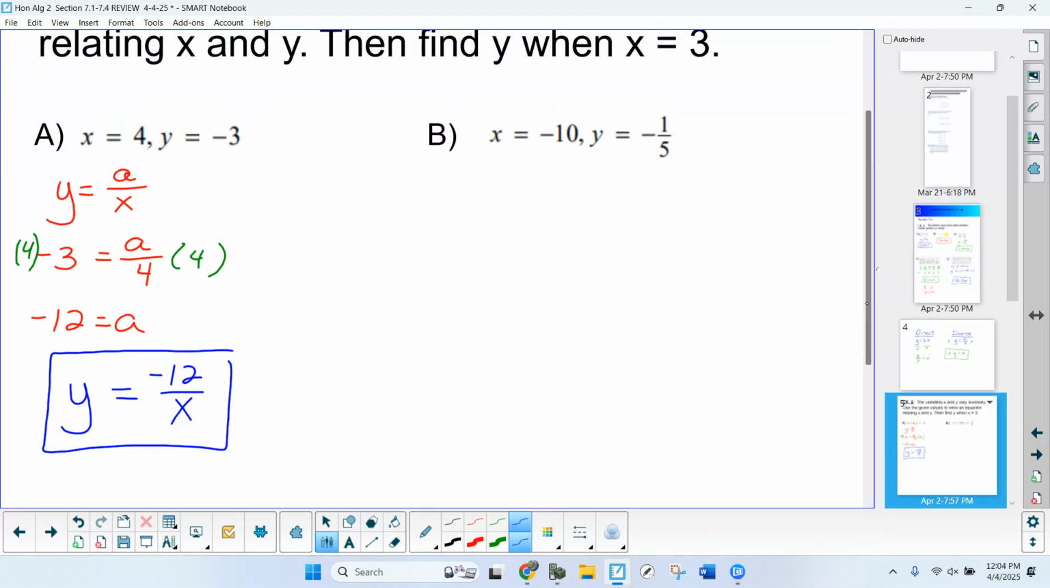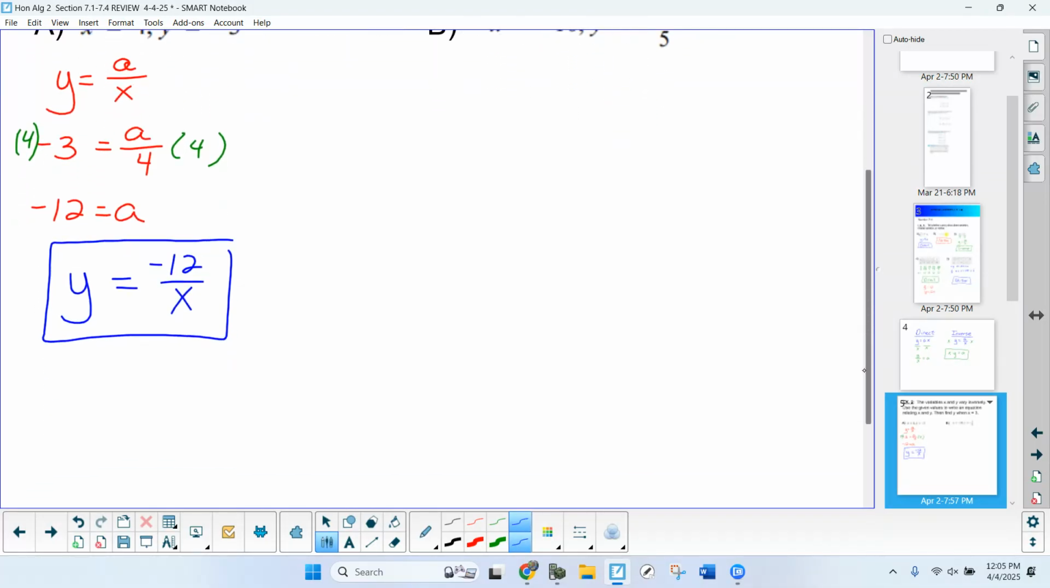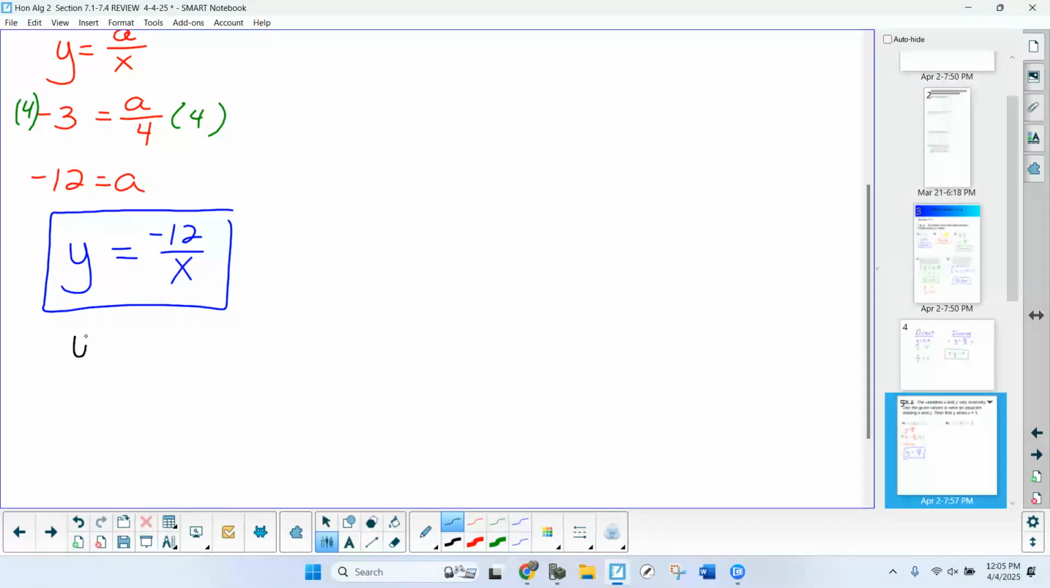Now, find y when x is 3. So now you're going to do what? Plug in 3. What do you guys get for y? -4. Okay, you guys do the second one. Go.